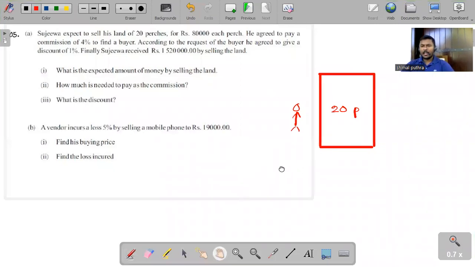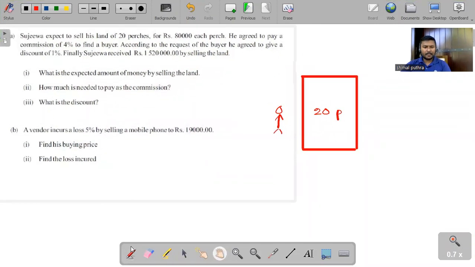Okay, did you try? I gave you 2 minutes. So this is Sujeeva. I will write S for Sujeeva. This is the land that he has to sell, 20 perch. For each perch he expects 80,000. So the total should be 80,000 into 20. Why? There are 20 perch. For a perch, he expects 80,000.